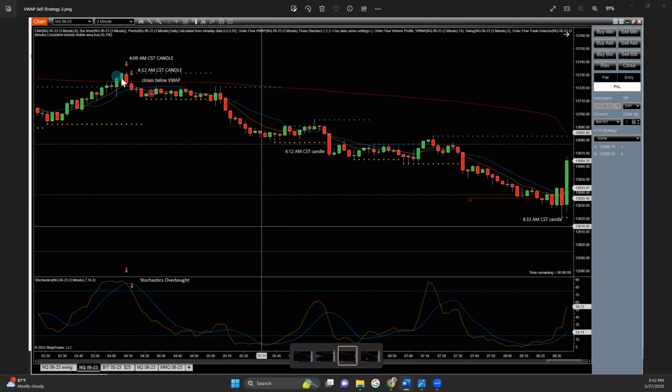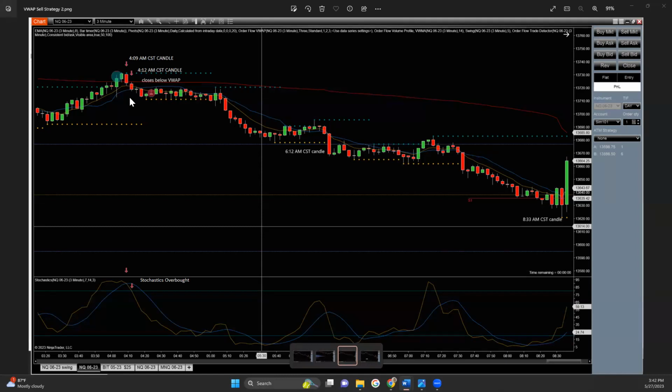My response is no. Looking at the stochastics, at this time the chart is now at overbought, the area in which I look to sell a trade. So the 4:06 a.m. Central Standard Time candle closes above the VWAP. However, the bottom tip of the 4:09 a.m. candle closes below the VWAP. The full body of the 4:12 a.m. candle closes below the VWAP. The full body, take a look at it, the full body closes below the VWAP.